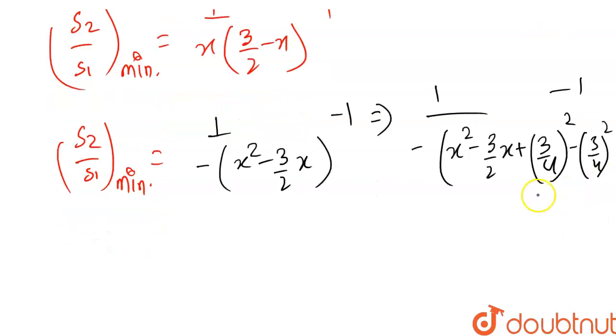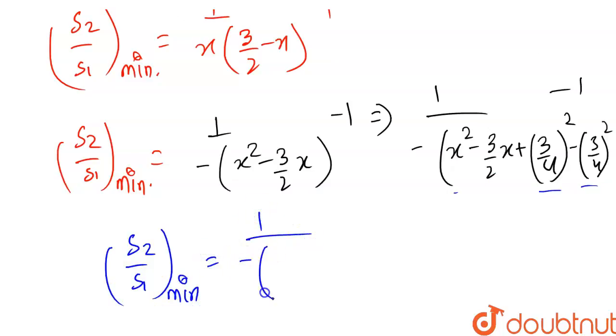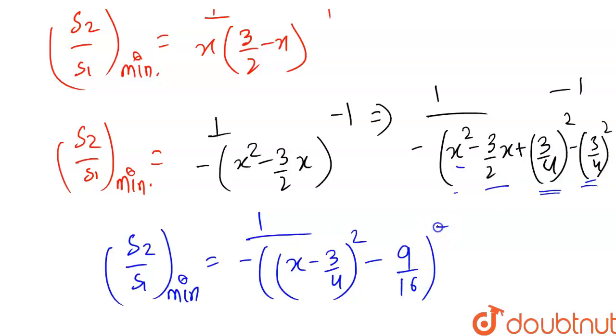Now why am I doing this? Because to make the perfect whole square of x. So S2 upon S1 minimum becomes equal to 1 divided by minus of x square minus 3 by 2x plus 3 by 4 whole square, which is basically x minus 3 by 4 whole square, and we also have 3 whole square is 9 and 4 whole square is 16, and minus 1.